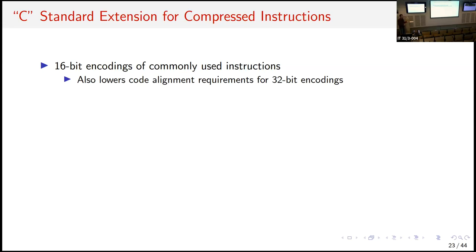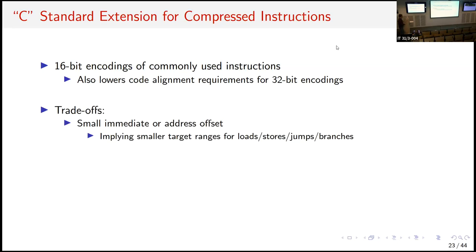So how does it do that? I mean, if everything fit into 16-bit, you wouldn't need the 32-bit. So we have to make some trade-off somewhere. And the trade-off is either for small immediates, so immediate numbers that you encode into the instruction, or small address offsets. So for example, if you only have a very close by jump out of a loop, or for if conditions or something like this, maybe you can get away with a smaller jump. Then the compressed instructions are still able to encode the same content, let's say.